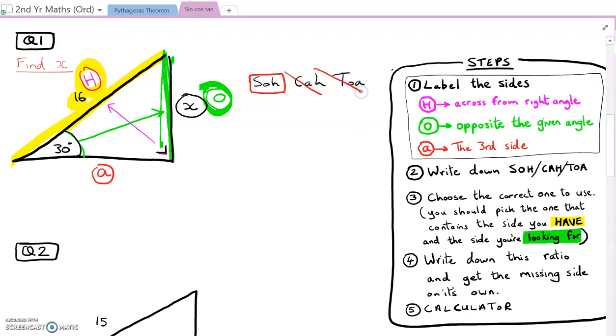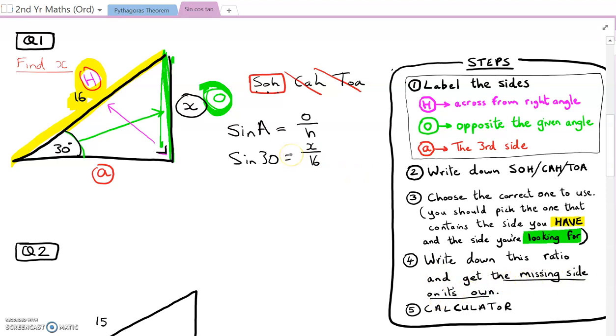There, 2 are gone. So let's write down this ratio. So the sine of the angle is equal to O over H. That's what's there. Let's fill it in. So the sine of the angle, what's the angle? 30 is equal to, what's O? It's X over H. What's H? 16. Okay, get the missing side on its own.